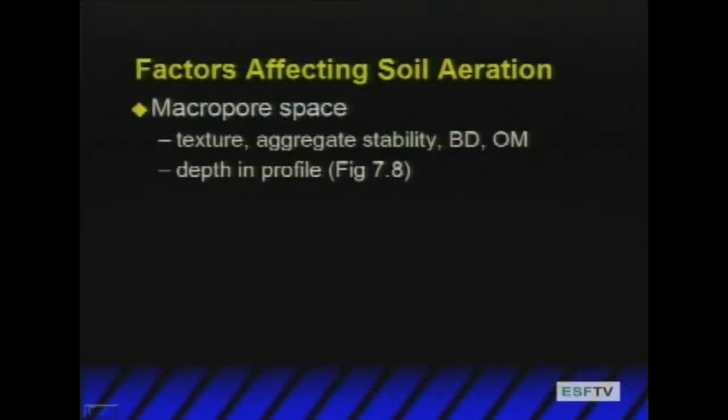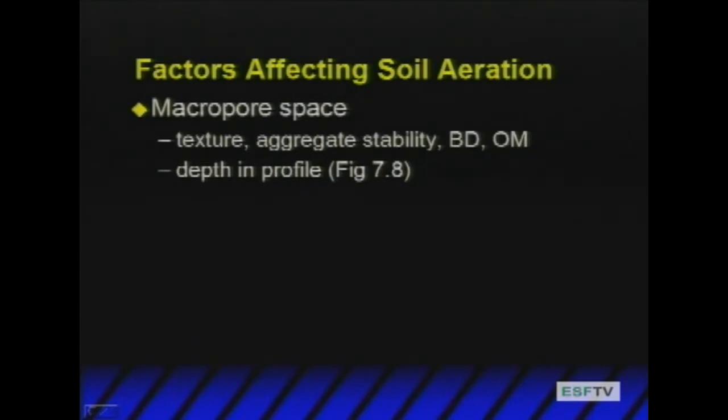The first and most obvious is macropore space. We've seen the importance of diffusion, and that diffusion doesn't take place in water-filled pores. So we talk about macropore space. What are the physical factors, the indicators? How do we measure or quantify macropore space? One of those is texture. We talked about generalizations of texture and macropore space, with sands having fairly high macropores relative to their total pore space, and some of the finer textured soils being small. And then we talked about structure, as structure modifying the effect of texture.